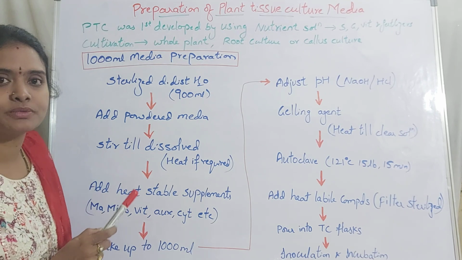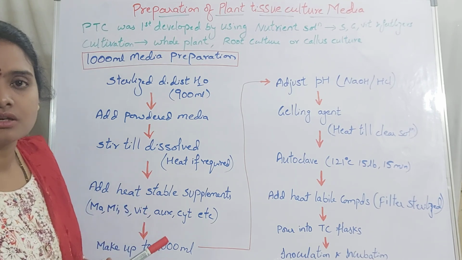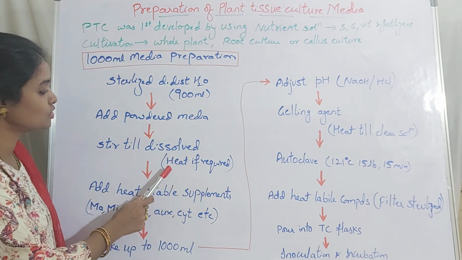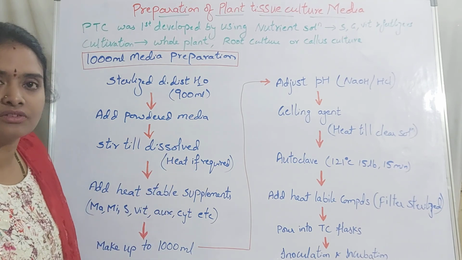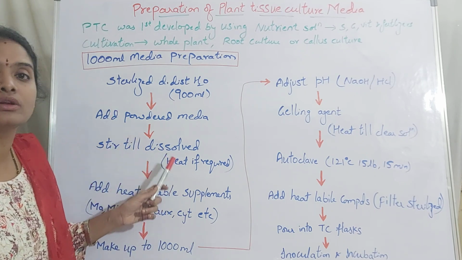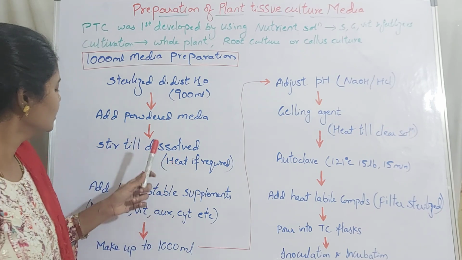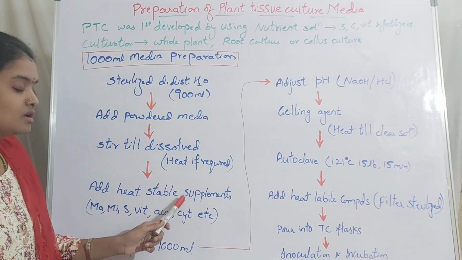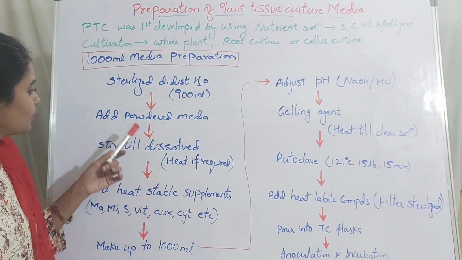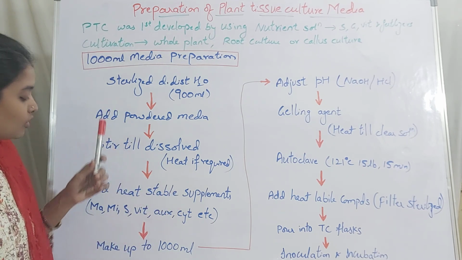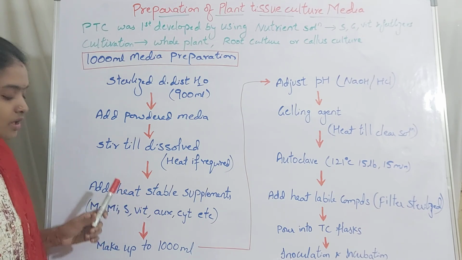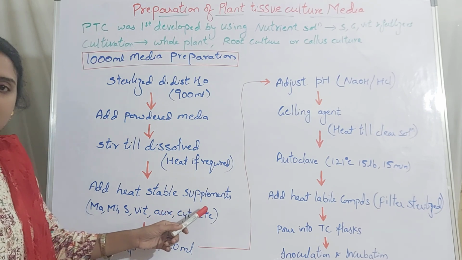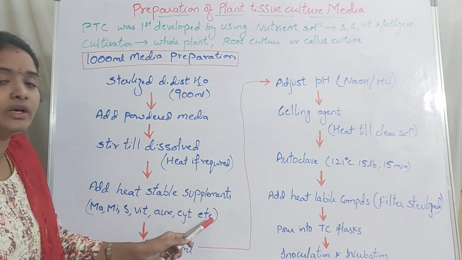If there are any precipitates or sediments, you heat them. By gentle heating the solution will become clear and everything will be dissolved. So heating is done only if required. Then after that, you add all the heat stable elements, the media powder that is the nutrient media and all other components. So the complete macro elements, micro elements, sugars, vitamins, auxins, cytokinins, etc. Everything you are going to add.